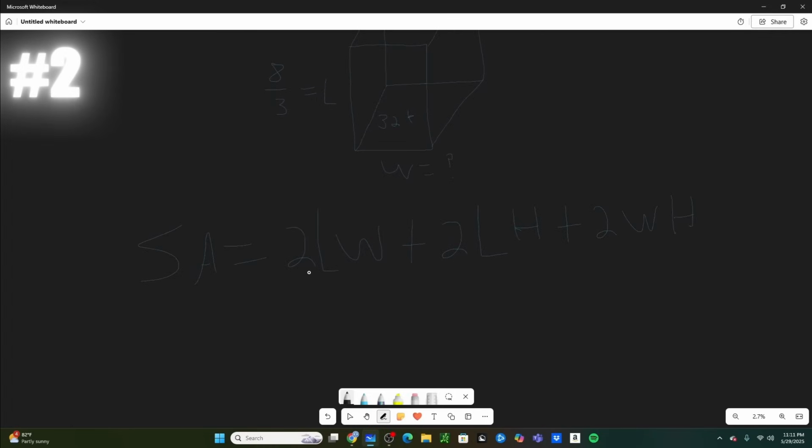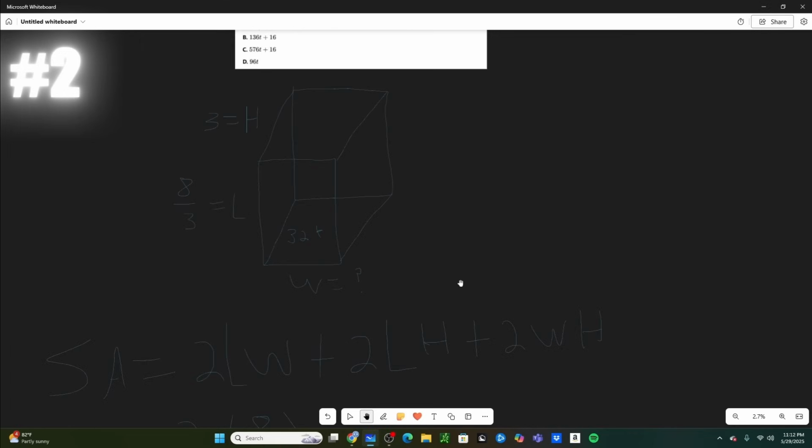So let's just work through this. The first thing for the surface area is 2 times length times width. Well, we know 2, we know length, 8/3, but we don't know the width, so let's work on that.